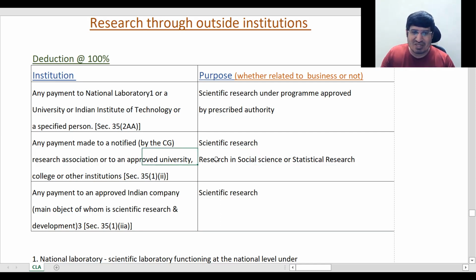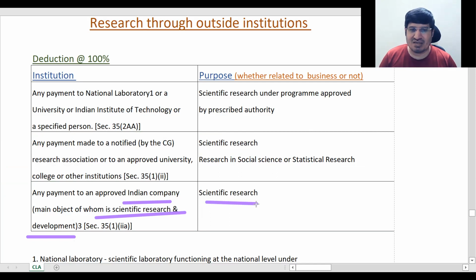Okay, then आपको ये पता चल गया कि this is for scientific research or social science or statistical research, these three. Okay, and then last is approved Indian company. ठीक है, last one is payment to approved Indian company. Main object should be scientific research and development. ठीक है, so यहाँ पे this is also scientific research. ओके, बस इतना ही है.